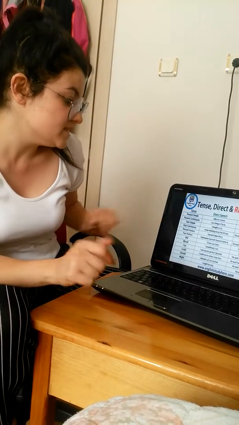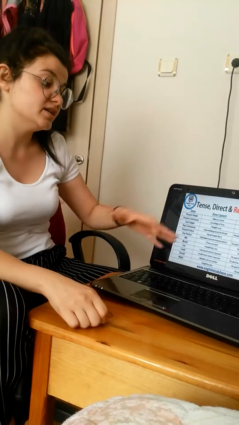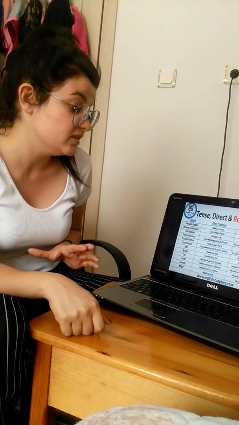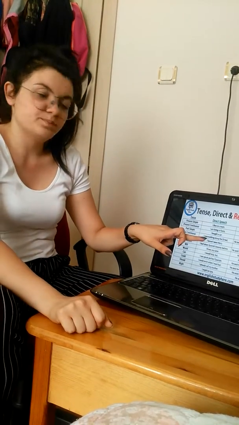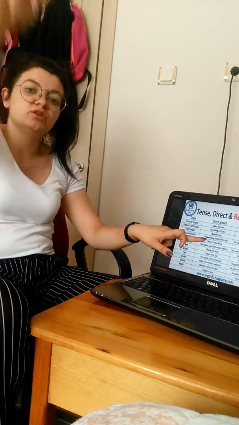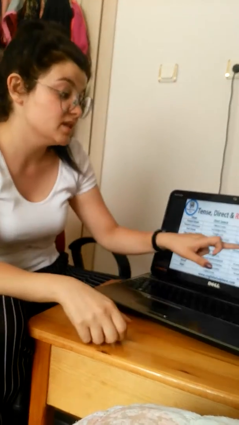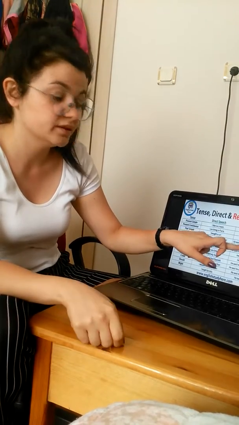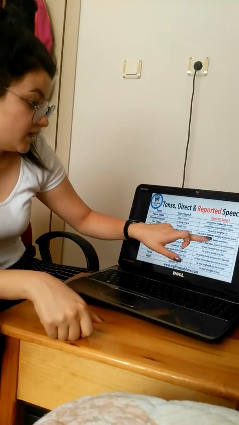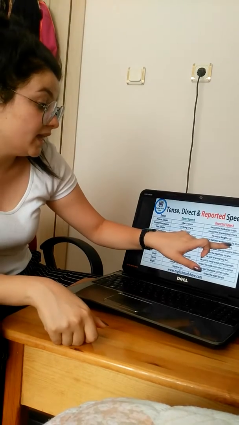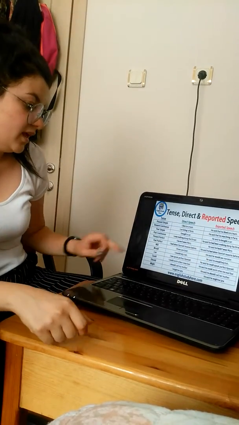Past continuous tense: I was walking along the street. It's past continuous, so we will use the last past form. He said he had been walking along the street. It's past perfect continuous tense.